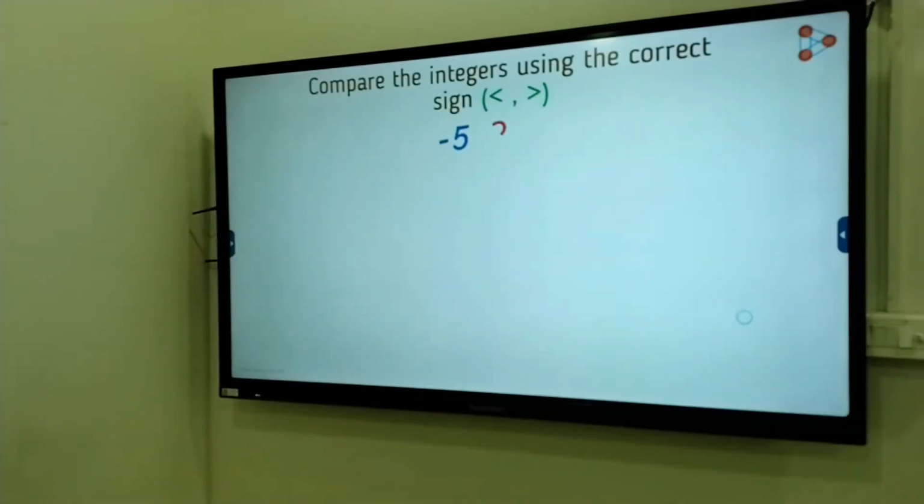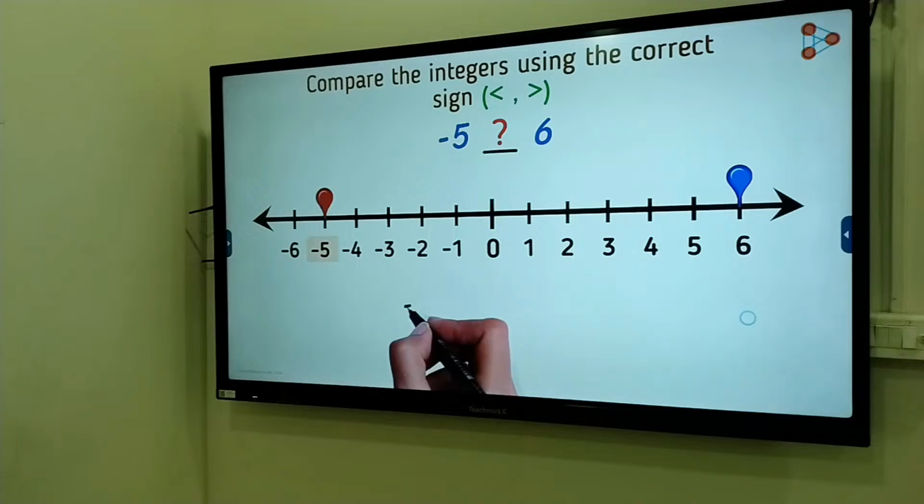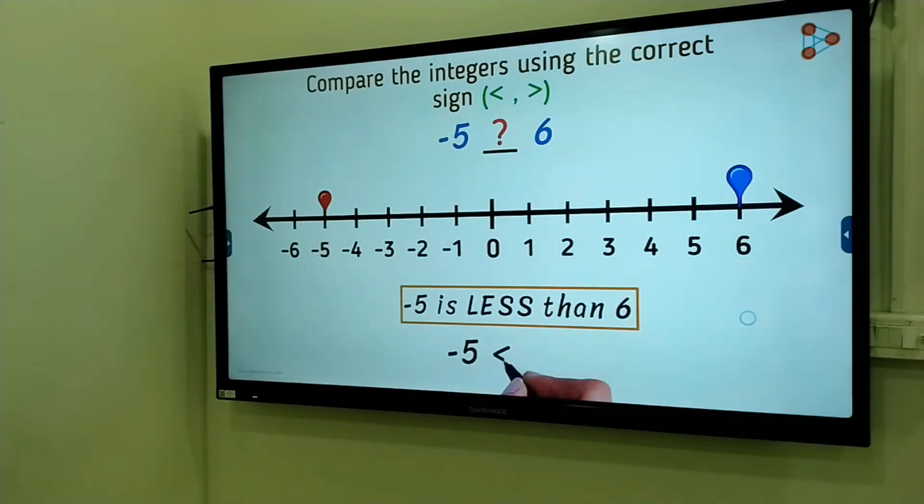We will compare the following two integers using the correct sign. To compare them, we will use the number line. Just the number 6. We can clearly see that 6 is to the right of the number negative 5. Therefore, negative 5 is less than 6. We will write it like this.